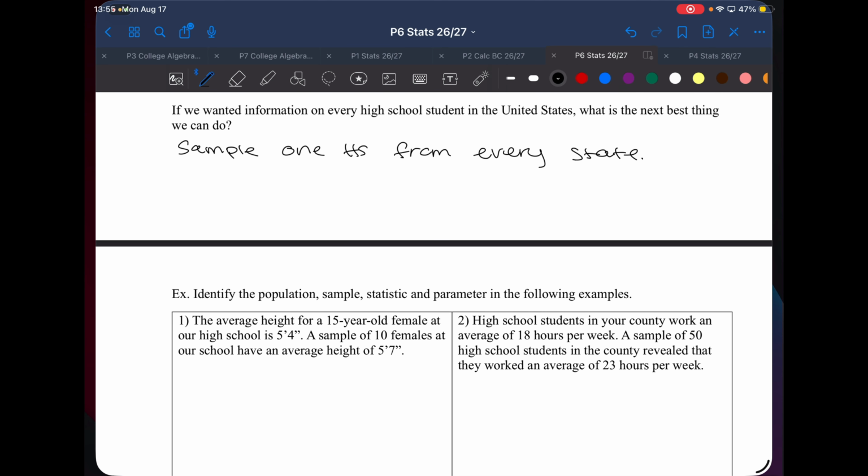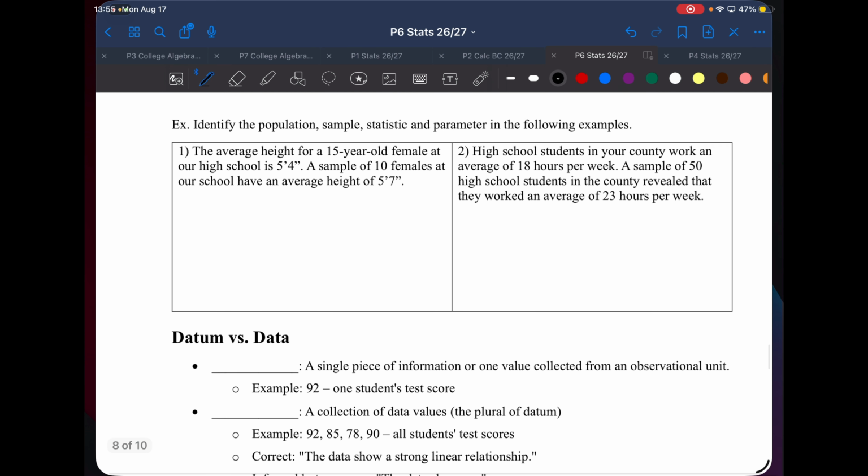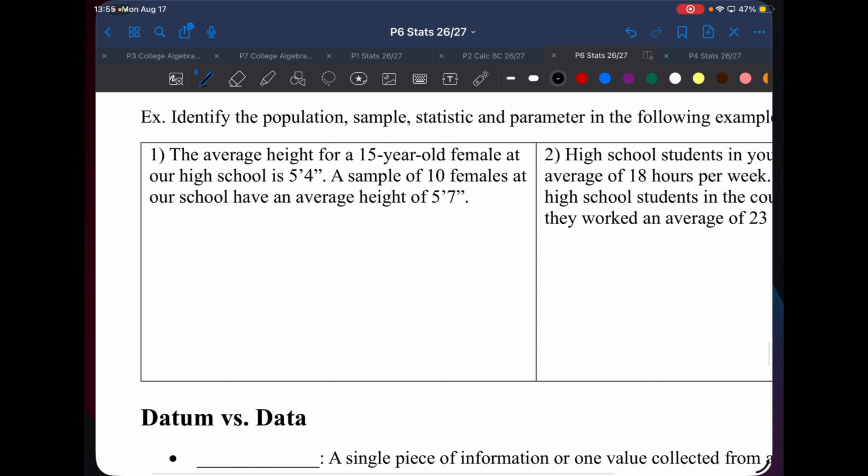Okay, we're going to look at an example. In this example, it wants us to identify the population, the parameter, the sample, and the statistic. So in our example, number 1, it says the average height for a 15-year-old female at our high school is 5'4". A sample of 10 females at our school has an average height of 5'7".